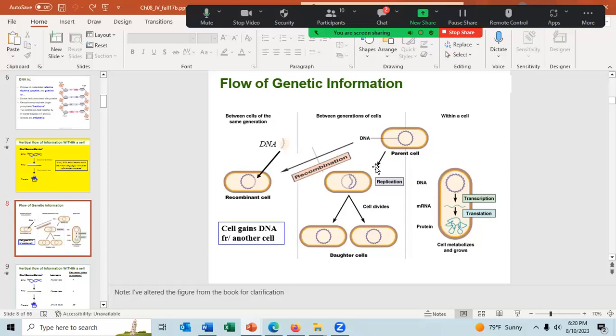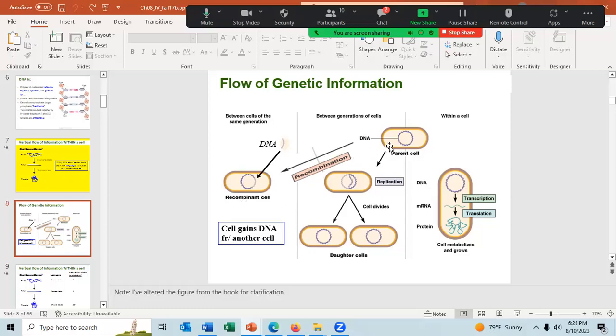We also have the flow of information from one cell, a donor cell, to a recipient cell. And you'll note that I've broken this slide here and added that information there. The DNA comes out of this donor cell and then goes into the environment. And then the DNA is picked up by the recipient cell that we call a recombinant cell.